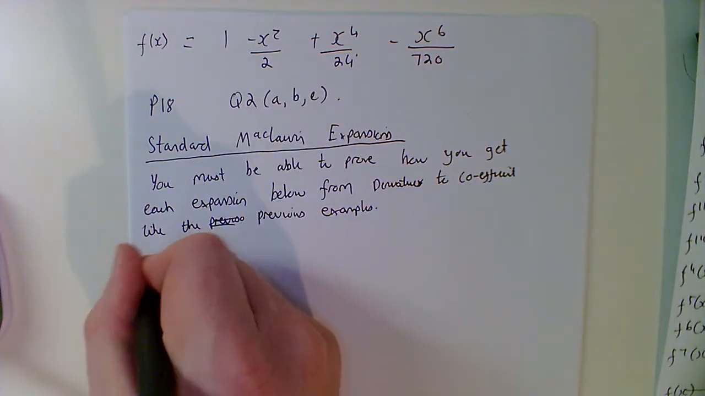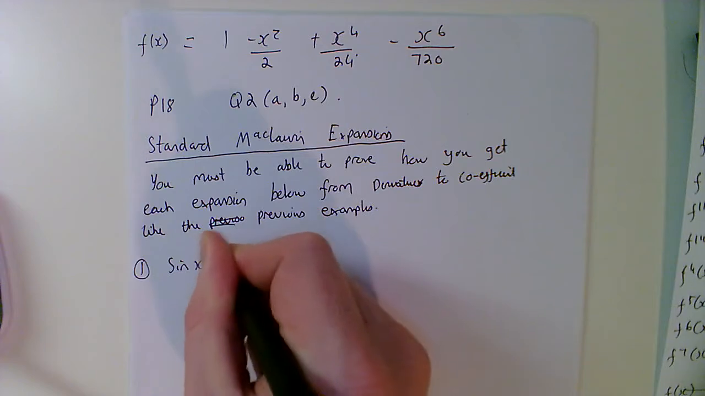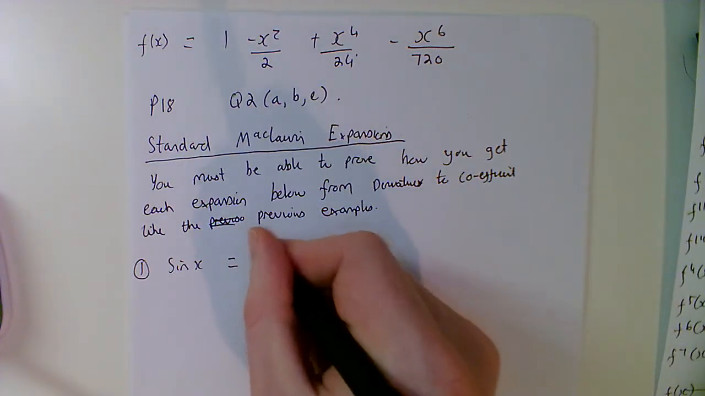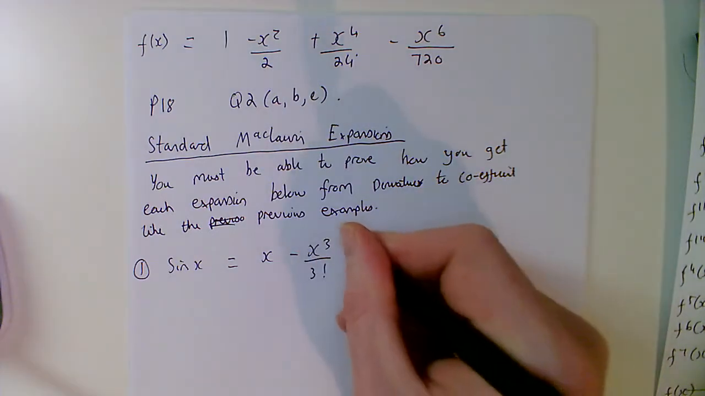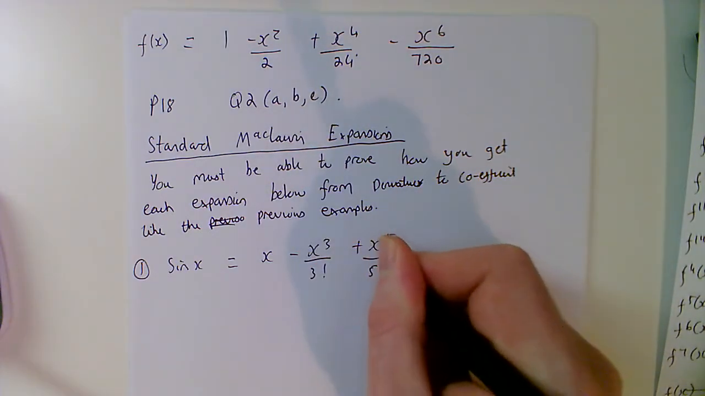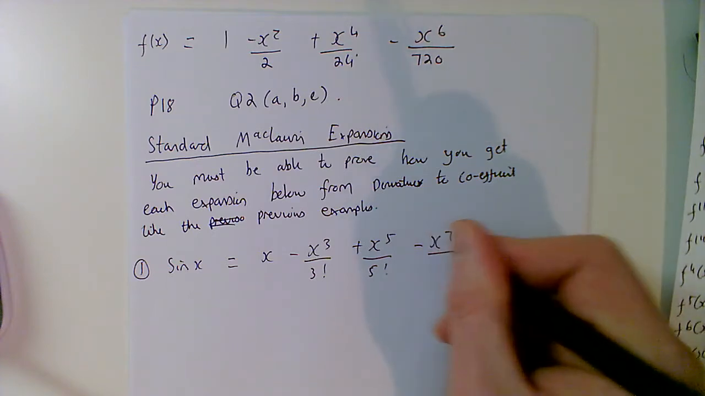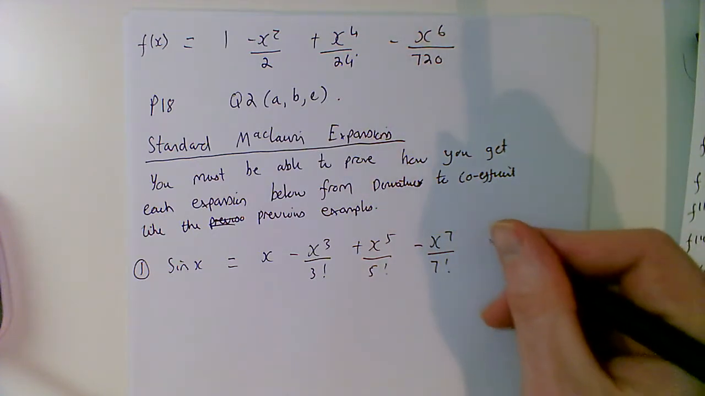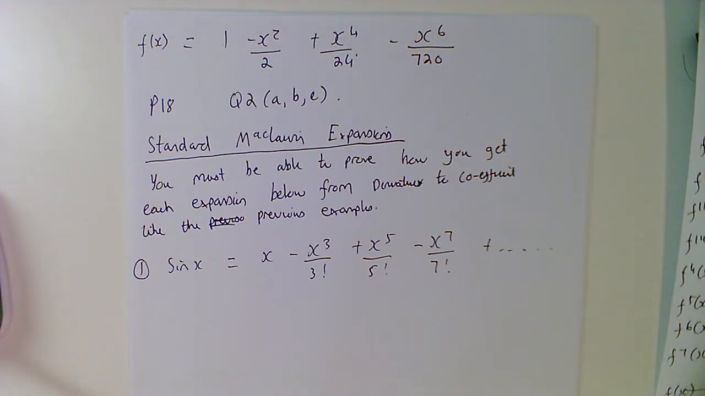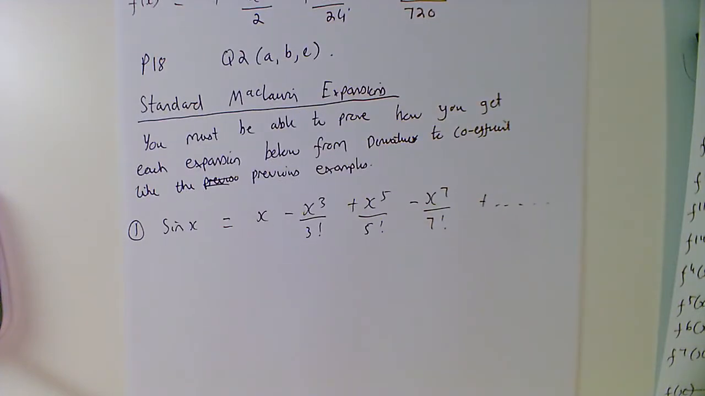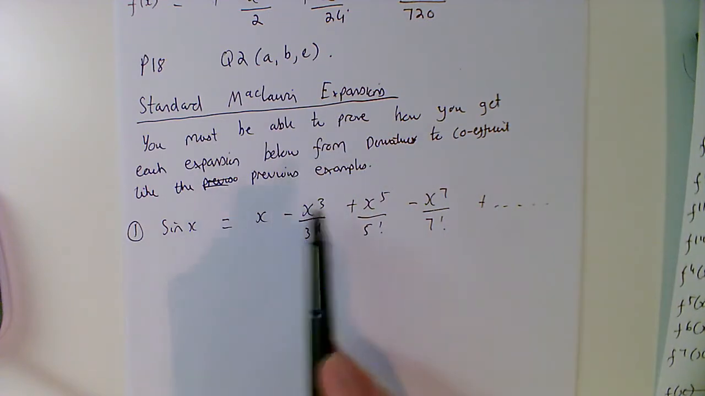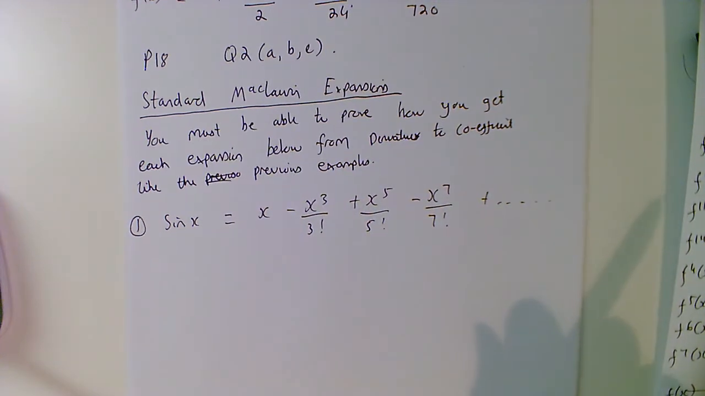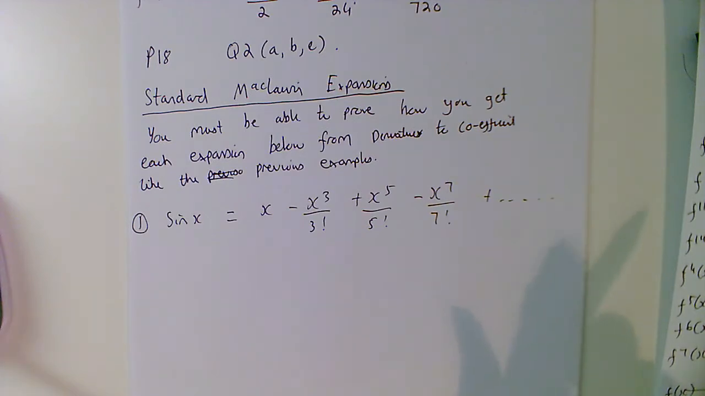So the first one is sin x, and sin x's expansion is x, take away x cubed over 3 factorial plus x to the power of 5 over 5 factorial, take away x to the power of 7 over 7 factorial, plus. So you can see that the sine one, all the powers are odd numbers. Power of 1, power of 3, power of 5, power of 7. Right? So the sine's the odd one. And you must be able to prove that just like the ones we did above, like example 2.